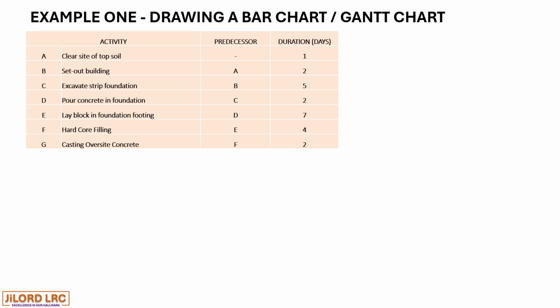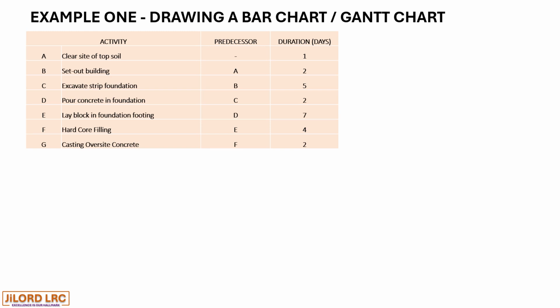We have activity C, excavate strip foundation, having a predecessor activity as B with a duration of 5 days. Activity D then follows, which is pour concrete in foundation with a predecessor activity as C, has a duration of 2 days. Activity E also starts with a predecessor activity as D. Activity E is lay block in foundation footing and has a duration of 7 days.